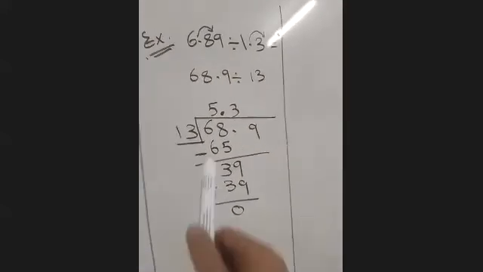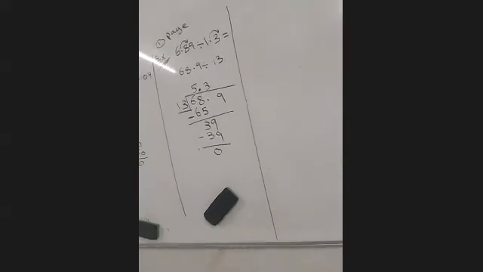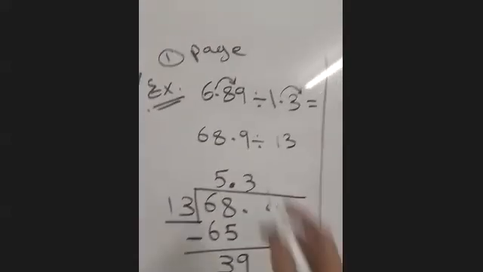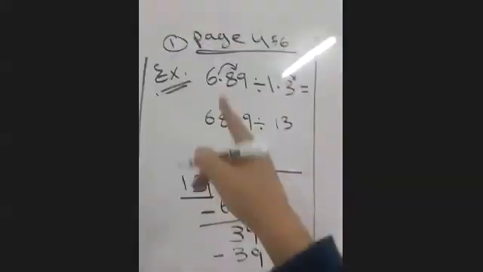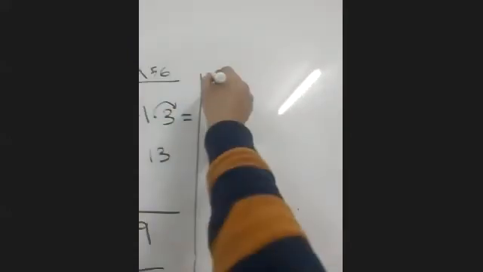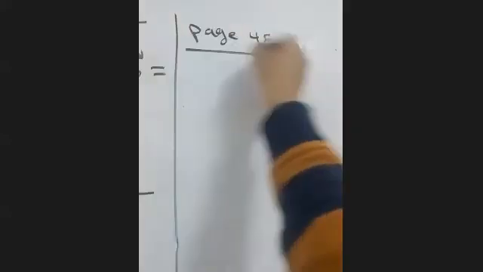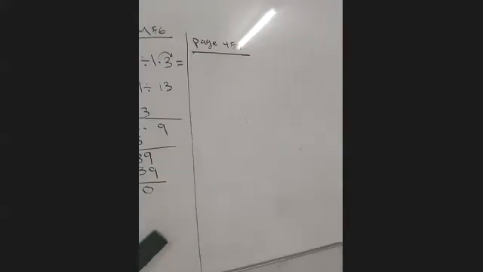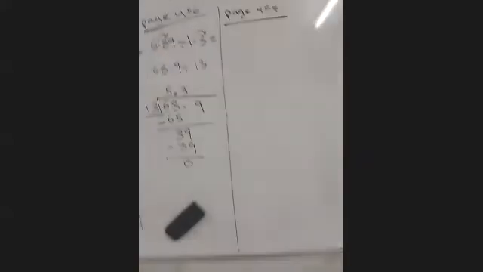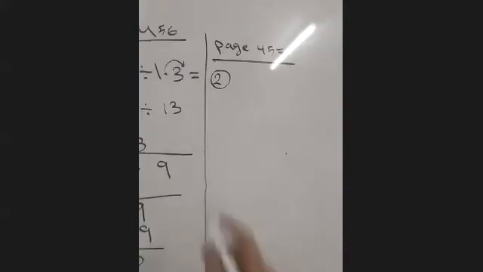By the way, this example is question 1, page 456. I did question 1, page 456, this one. Now we'll go to page 457, guys, and we do some exercises together. Page 457, we will start with question 2, and I want someone to solve it with me. 0.66 divided by 0.3.